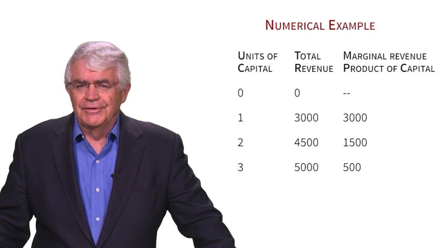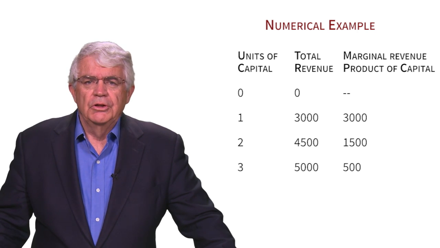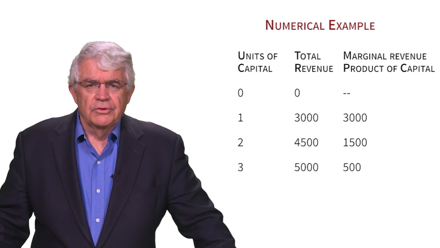Marginal revenue product of labor is how much revenue increases when you hire an additional worker. In this case, marginal revenue product of capital is how much revenue increases when you get another unit of capital, such as another food truck.